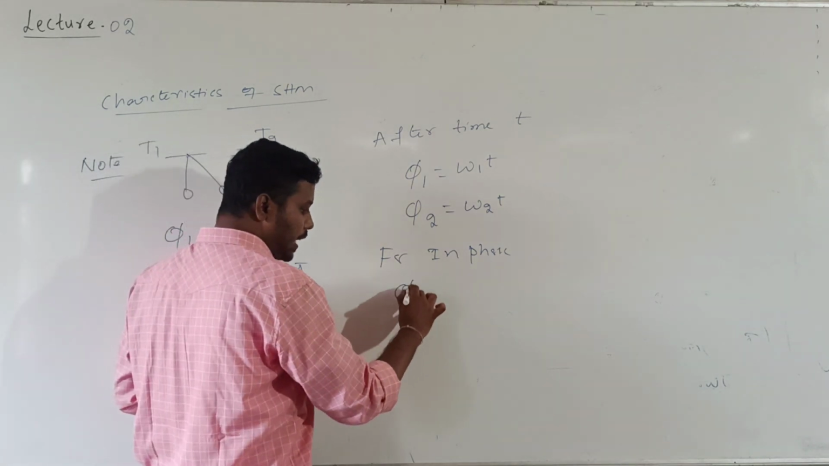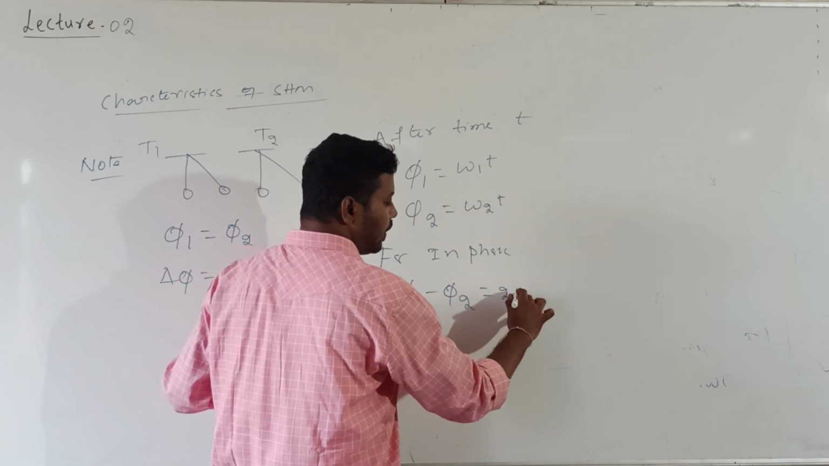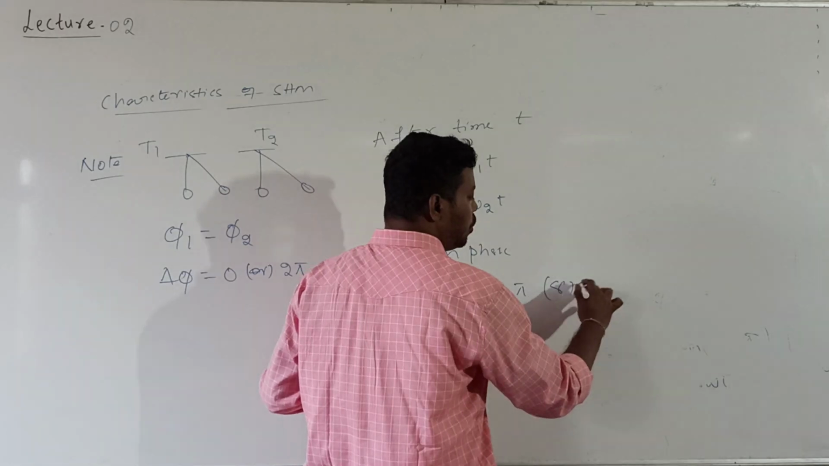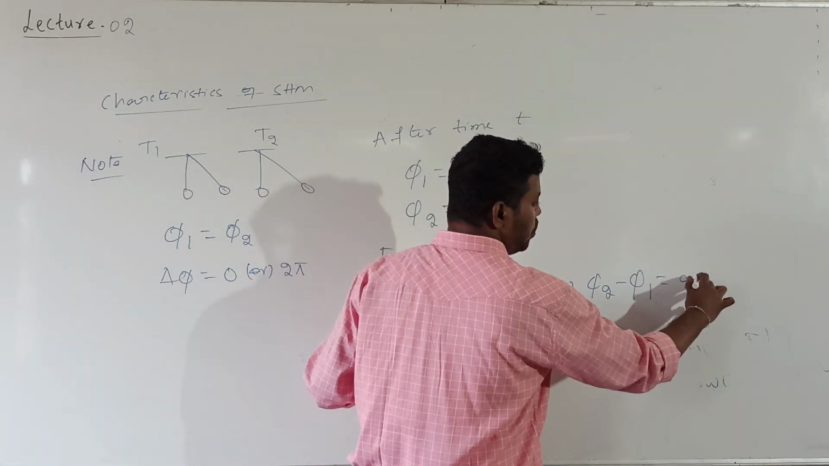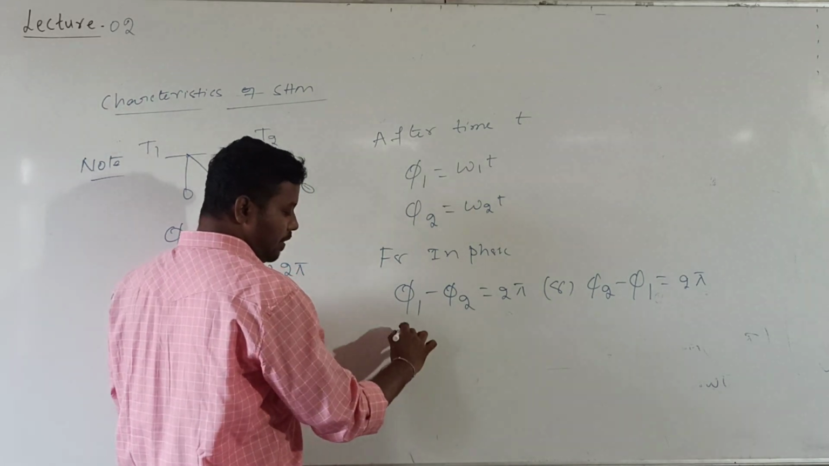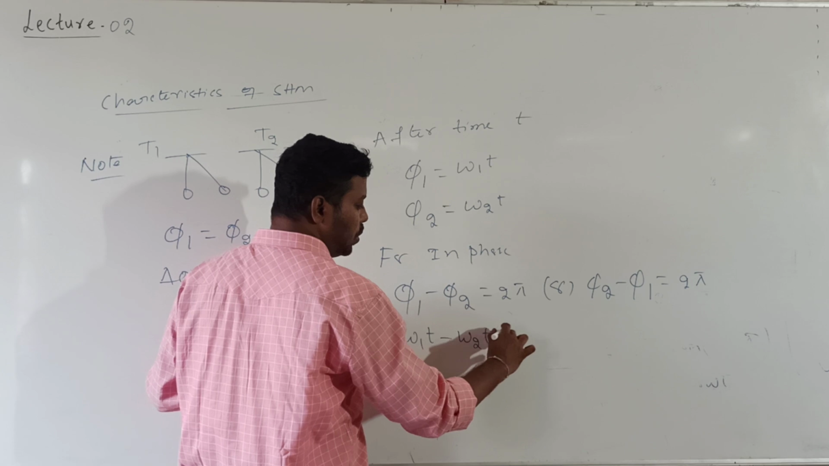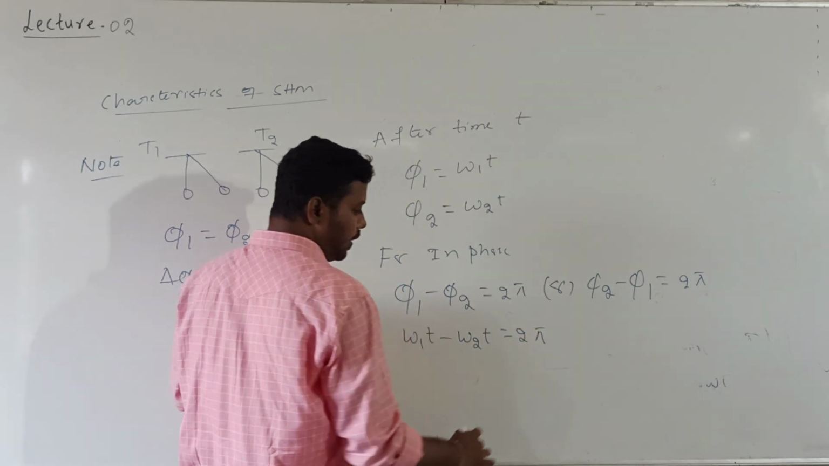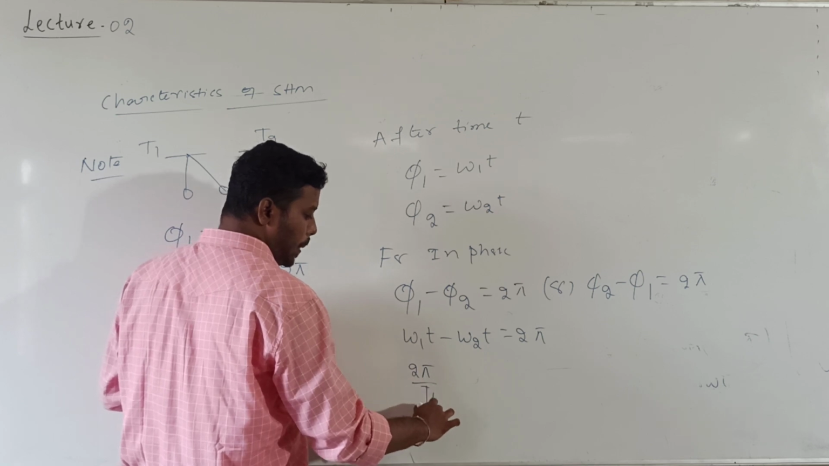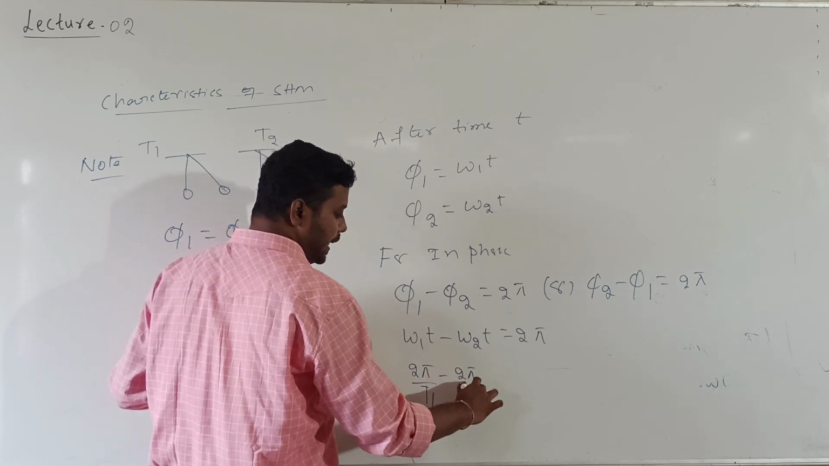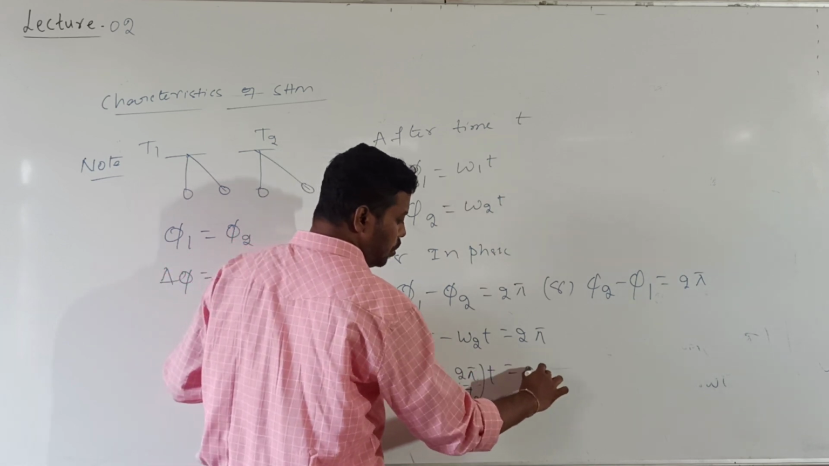If the two pendulums are in phase, then phi 1 minus phi 2 equals 2 pi, or phi 2 minus phi 1, whichever is greater, should be equal to 2 pi. So what is phi 1 value? Omega 1 into t minus omega 2 into t will be equal to 2 pi. From this, omega 1 is 2 pi by t1 minus 2 pi by t2, into small t common, will be equal to 2 pi.